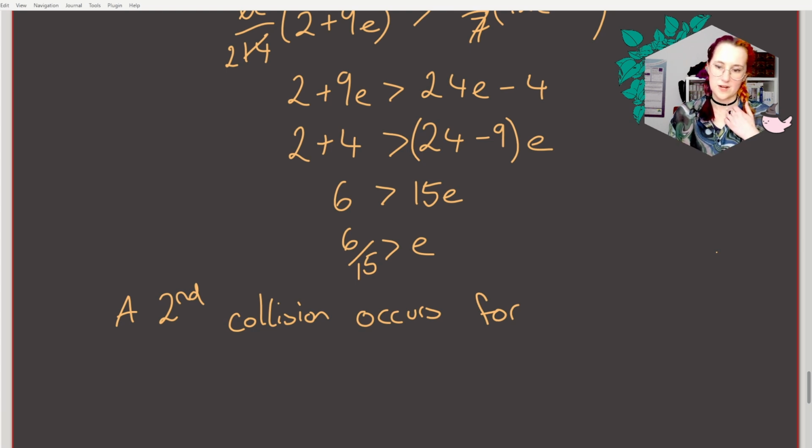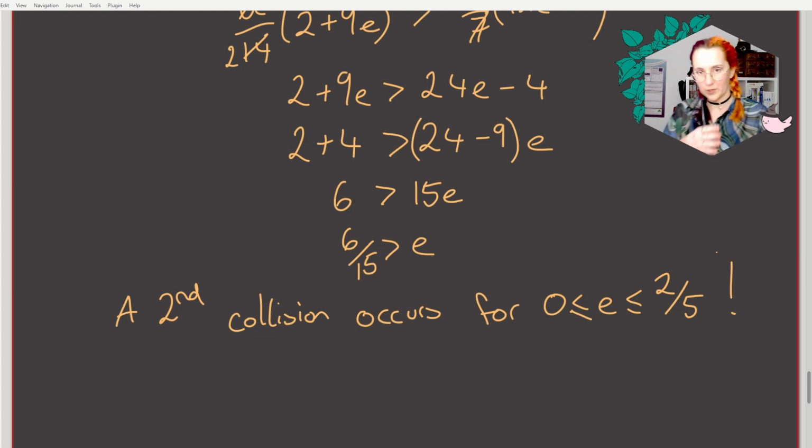So when that is greater than the E, so 0 less than or equal to E less than or equal to 6 over 15. 6 over 15 can definitely be simplified. So is it 2 over 5? Divide it all by 3. And we put the lower bound back in, even though it's implied because E is confined between 0 and 1, but just to be thorough.